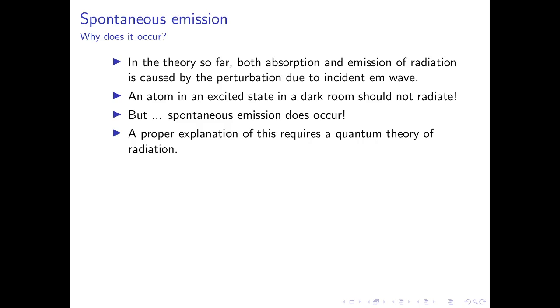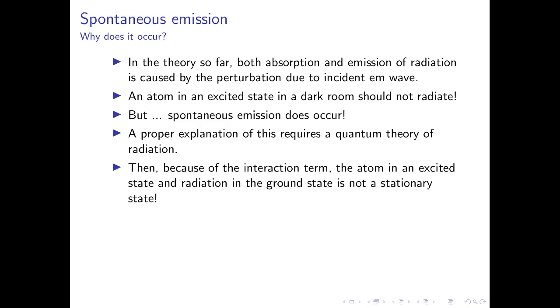But a full-fledged proper explanation for spontaneous emission would require you to treat even radiation quantum mechanically, and there you will see that because of the interaction term between the radiation and the atoms, an excited state atom and the ground state vacuum together do not form a stationary state of the theory. There is a probability for transition from that state to a situation where the atom is in ground state and radiation is in an excited state, that is, has one additional photon.